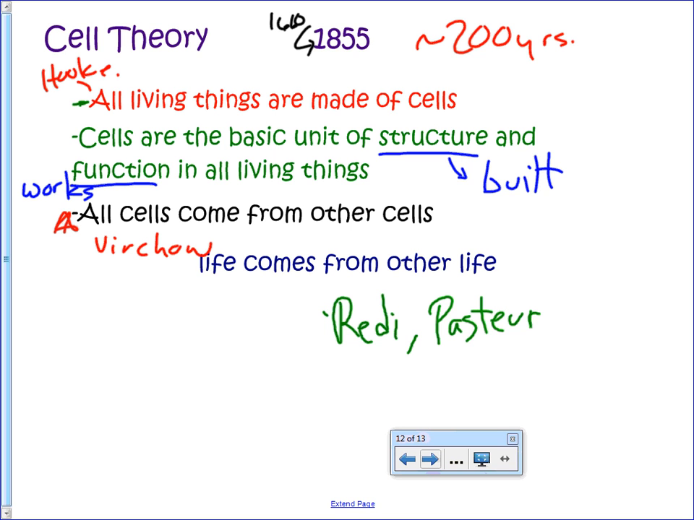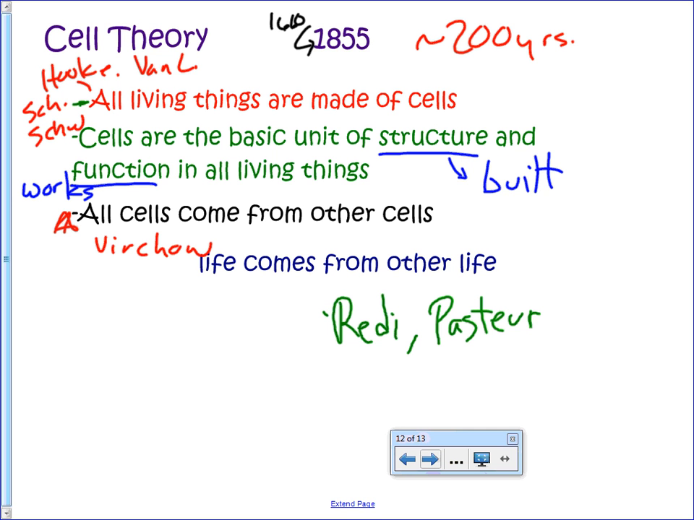And this one here is, of course, Hooke, von Leeuwenhoek, Schleiden, Schwann. And so you can see how all of these people over all of this time comes together, and over 200 years, we now have cell theory, which again seems pretty obvious to us today. All living things are made of cells.